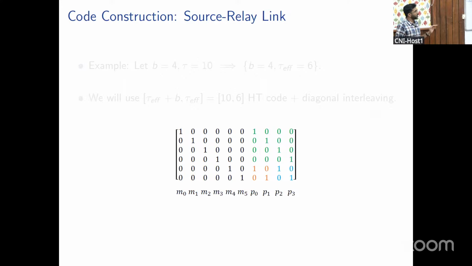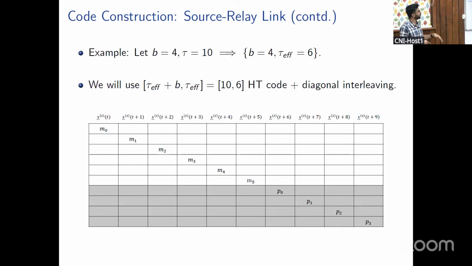Okay. So this code I am going to place in the first link. So this is again the same matrix. So I'll just skim through the slides. Okay, so this I am going to place here in the first link. Here I have M0, M1, M2, M3, M4, M5, P0, P1, P2, P3, and let's consider a diagonal which is starting at time t.